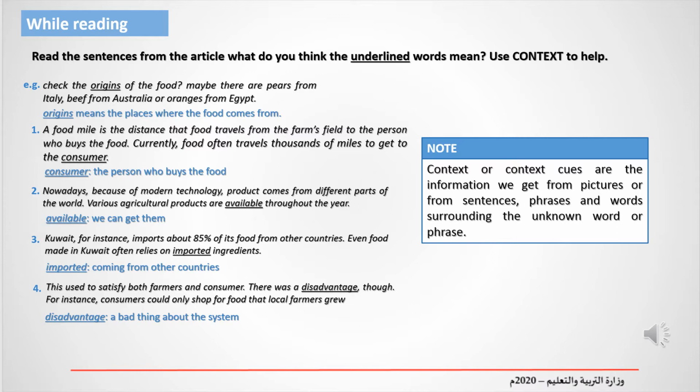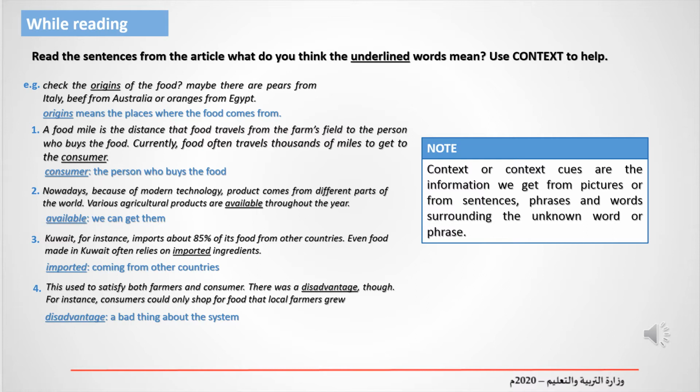Check the origins of the food. Perhaps there are apples from California, lamb from New Zealand, or potatoes from Egypt. Origins, the underlined word, means the places where the food comes from, and we got to the meaning of the word origins from the surrounding words, which are California, New Zealand, and Egypt.